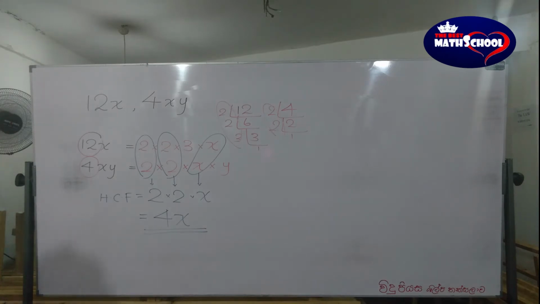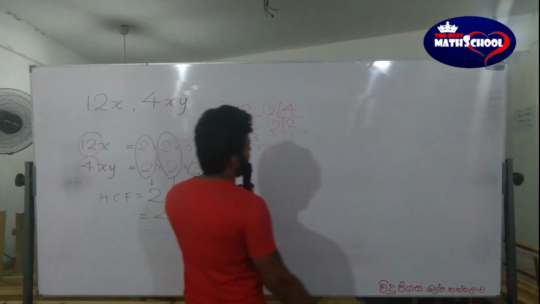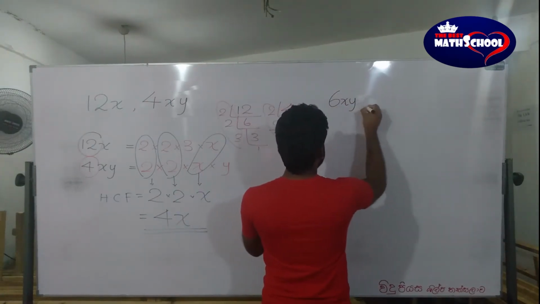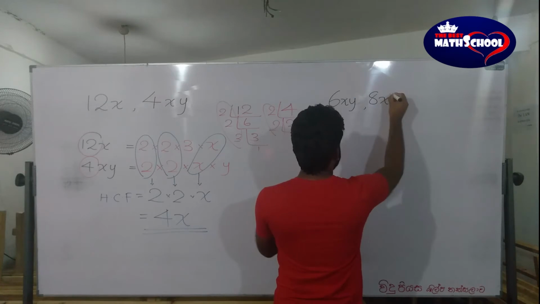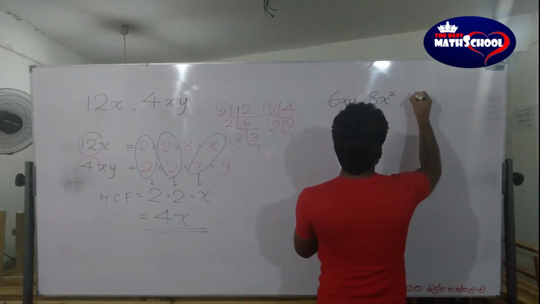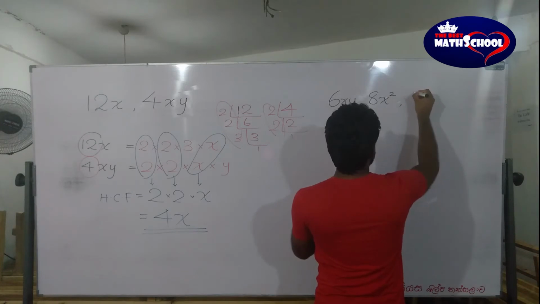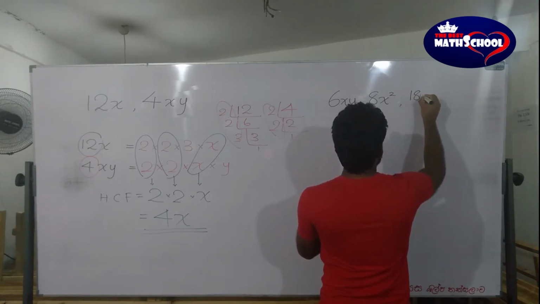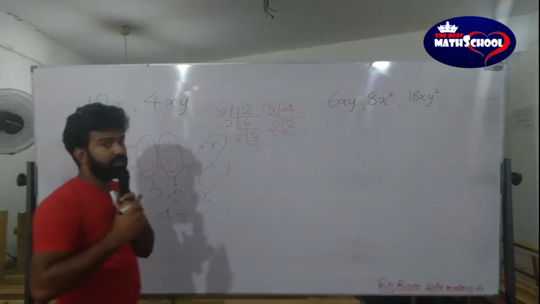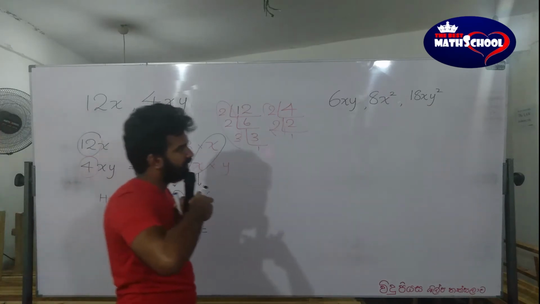Right. Let's move to the second sum. I take another example like this. 6xy, 8x squared, and I'll take 18xy squared. Right? I got 3 terms now.